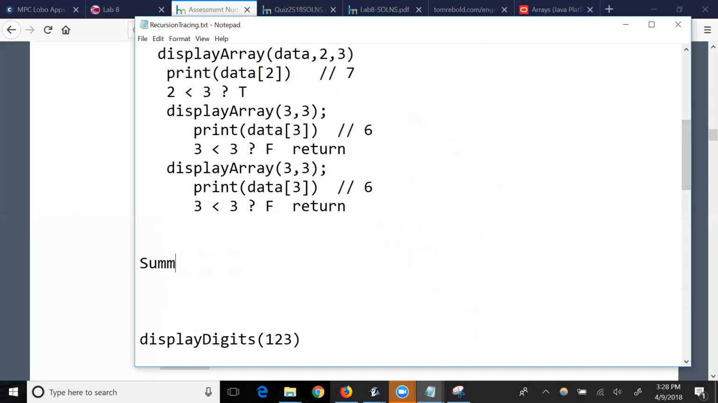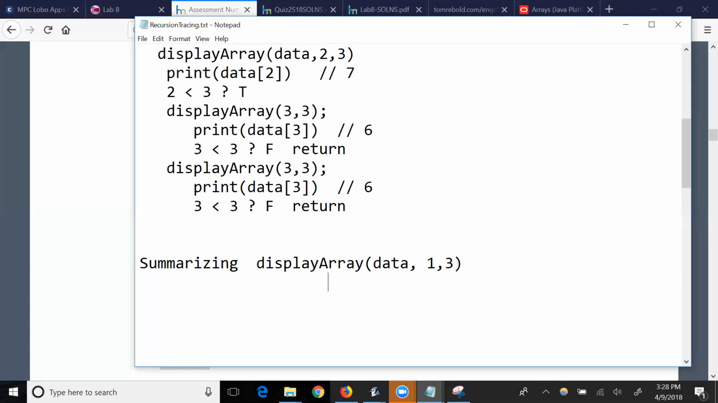So summarizing, display array of data 1, 3 prints out 8, 766. 766, 766, right? You can kind of just lump those together. So therefore, you should be able to see that pattern, right? It's the first number followed by 2 inches of the second number, each of those followed by 2 inches of the third, and so on, right?